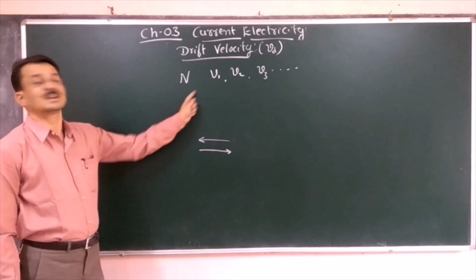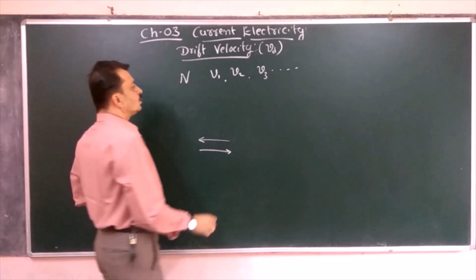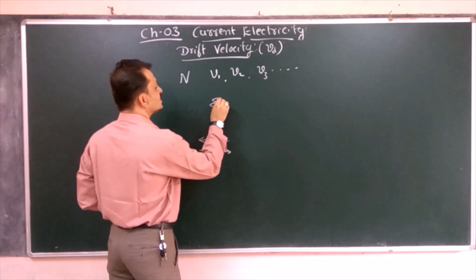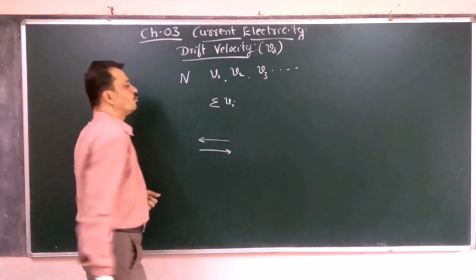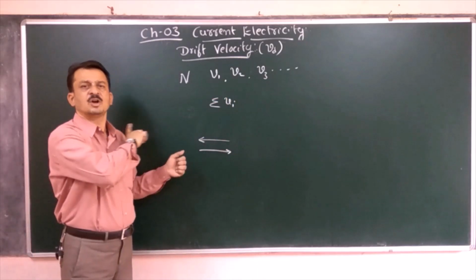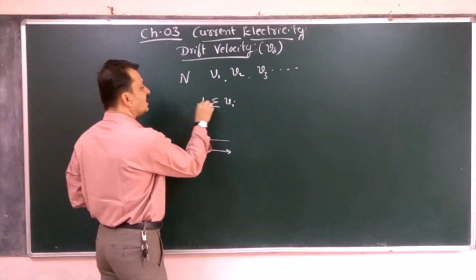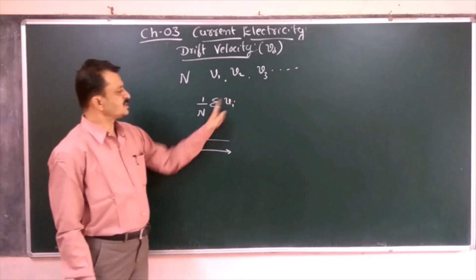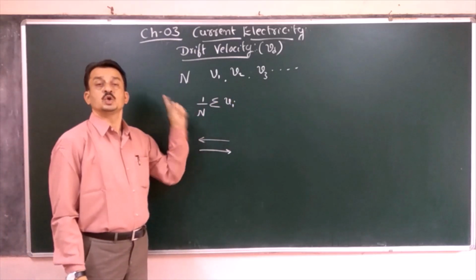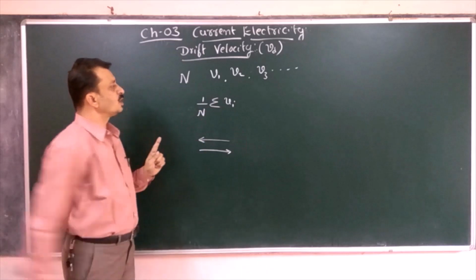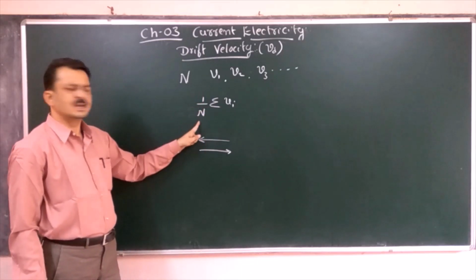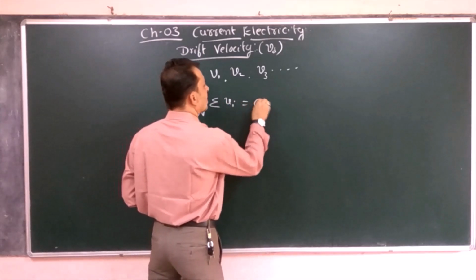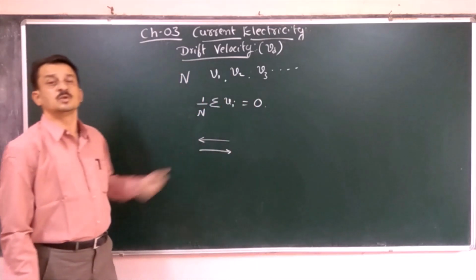If I write the vector sum of all these velocities of all the electrons and take the average. Now this is the total, sigma Vi, the sum of all the velocities. If I divide it by the number of electrons, then that gives the average velocity. Now that average velocity is always 0.